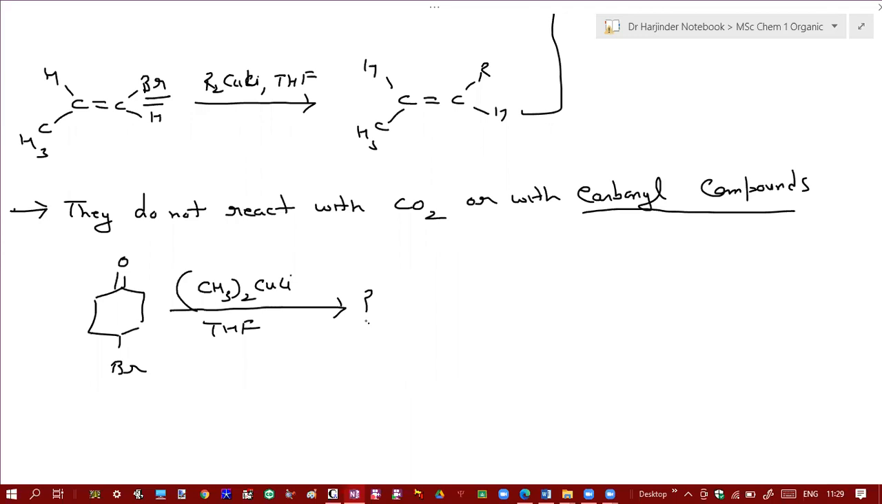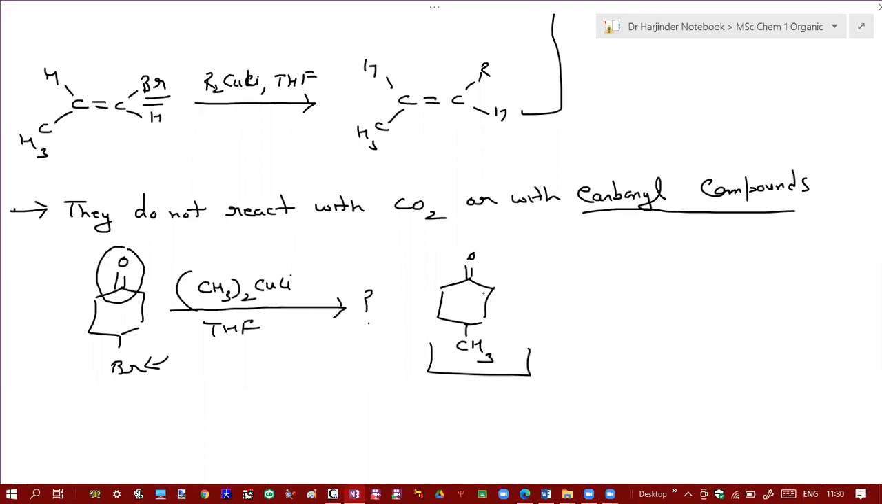Bromine will be replaced by dimethyl. So the reaction will be highly selective, since they do not react with the carbonyl group, they do not undergo addition to carbonyl compounds. So the reaction will take place only over this bromine, and this bromine will be substituted by methyl. Nucleophilic substitution will take place. So this will give rise to this one.